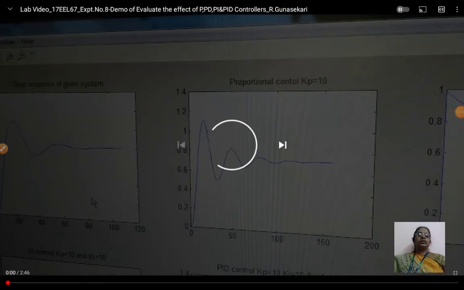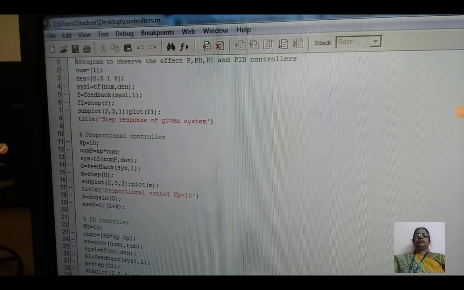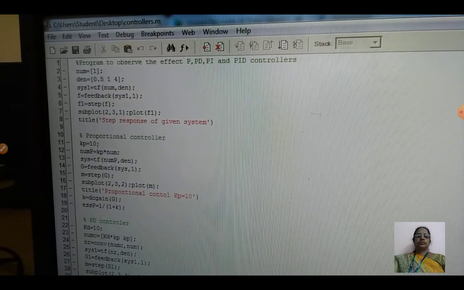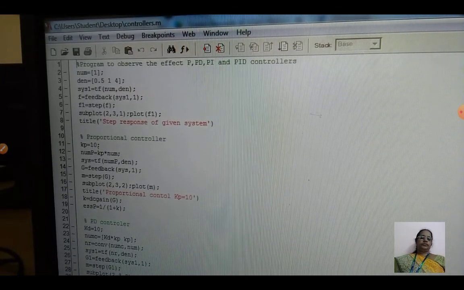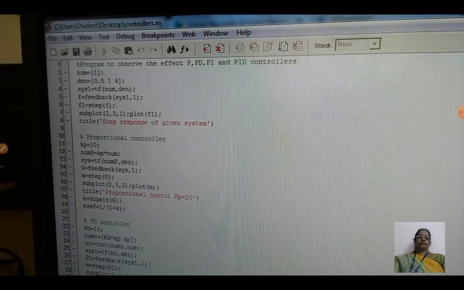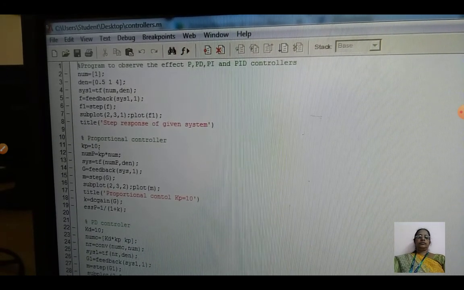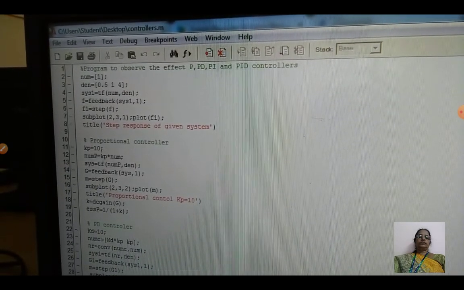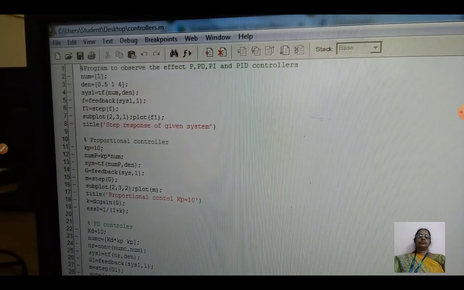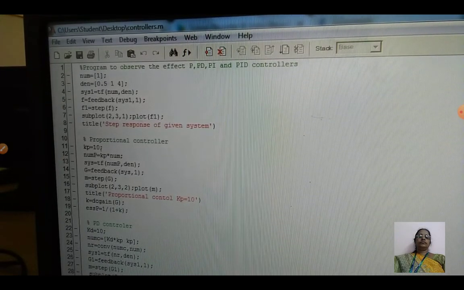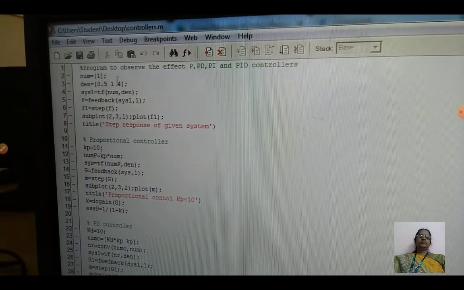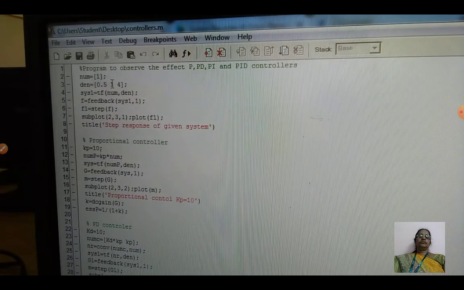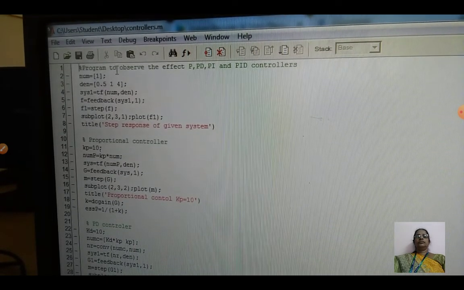Dear students, now I explained the second order system and studied the effect of proportional controller, proportional integral controller, proportional differential controller, and proportional integral differential controller on the step response for the given transfer function. The transfer function G(s) equals 1 divided by 0.5 s squared plus s plus 4. So numerator 1, denominator 0.5 s squared plus s plus 4 only. So this is the program.